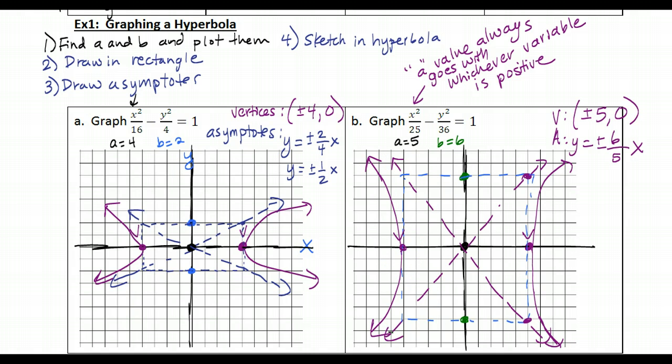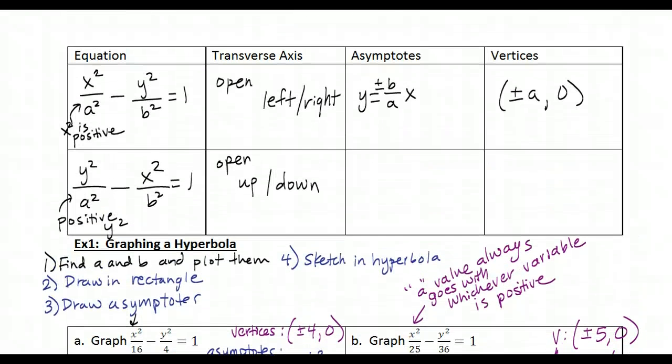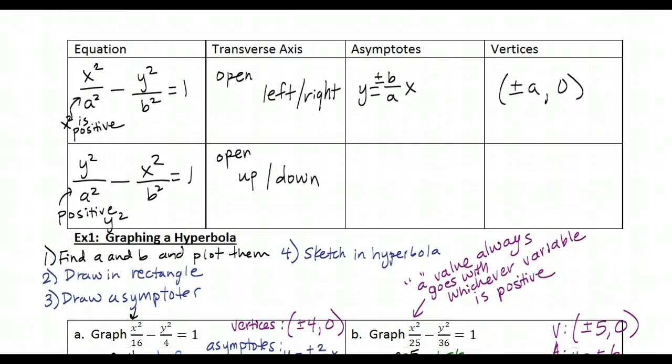We have just done 2 graphs that both had x squared first. So now let me show you what the difference is if you have y squared first. I'm going to scroll back up to the information I was giving you earlier. If y squared is first, just the a goes with y, and the vertices are on the y-axis instead of on the x-axis. And for the asymptotes, the a value is going to be the up and down, and the b value will be the left and right.